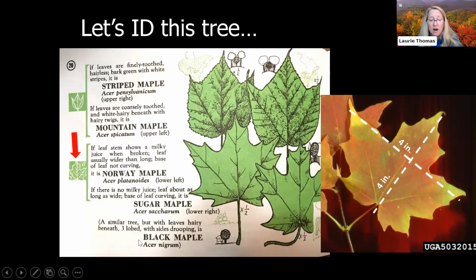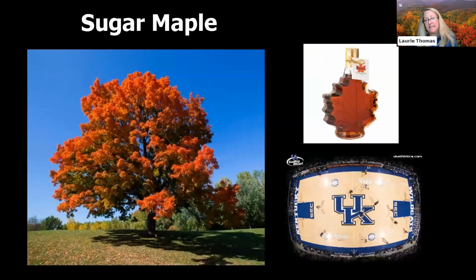And we have a sugar maple, and these are very typical colors of our sugar maples. They get those lovely oranges to yellows in the fall. So hopefully that helped you all start looking at some of these characteristics of our leaves.